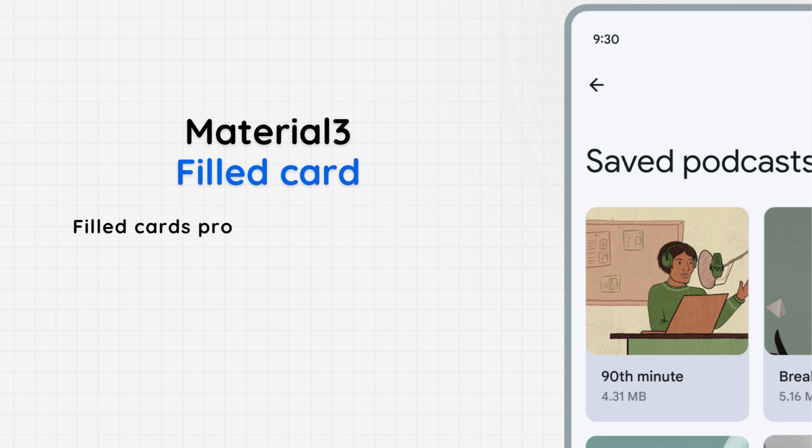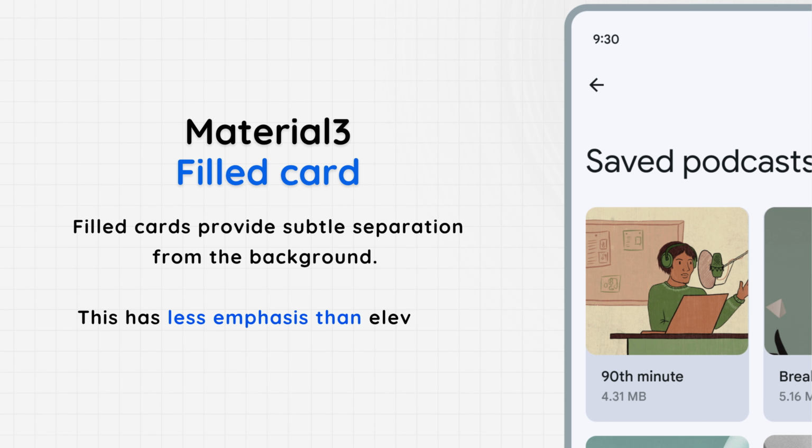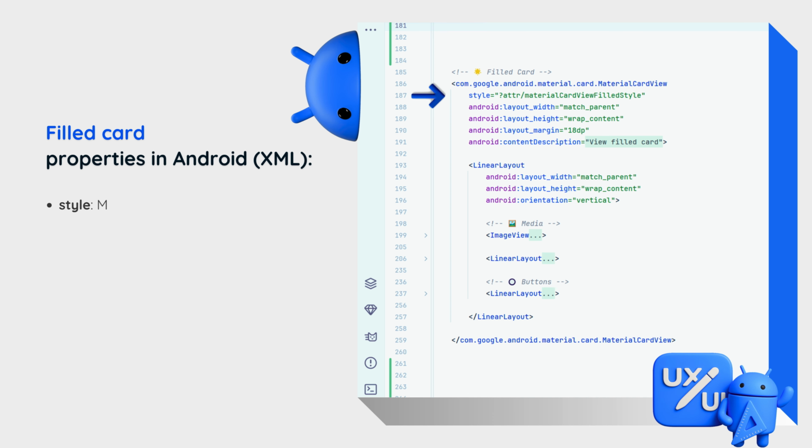Material 3 Filled Card. Filled cards provide subtle separation from the background. This has less emphasis than elevated or outlined cards. Filled card properties in Android XML. Style applies the Material 3 Filled Card style. This gives the card a solid background with no shadow. It creates a soft and subtle look, while keeping the layout clean.